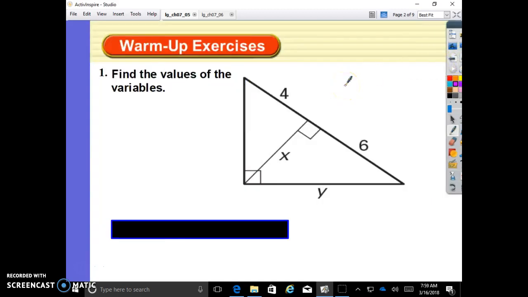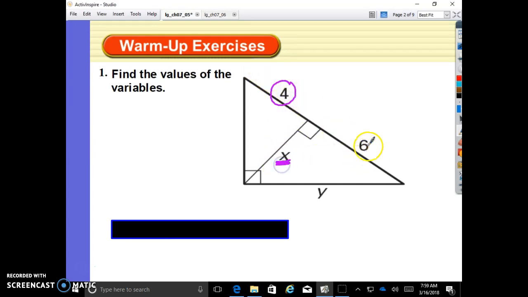Find the value of the variables. So going back to a review of our previous lesson, if we are looking for x, the height of this right triangle, anytime you have a right triangle with a height dropped from the right angle, you can use the special ratio. So we have 4. The part of the hypotenuse is to the height, as the height is to the other part of the hypotenuse. So this is to this, as this is to this. The 4 is to the x, as the x is to 6.